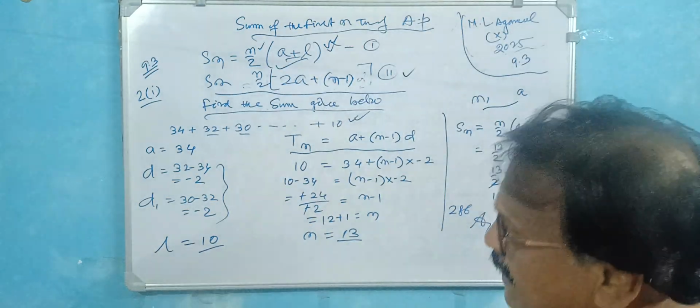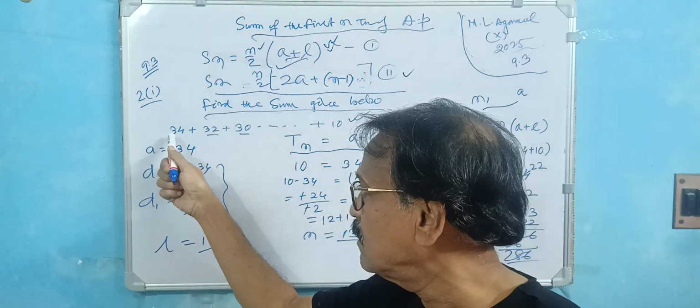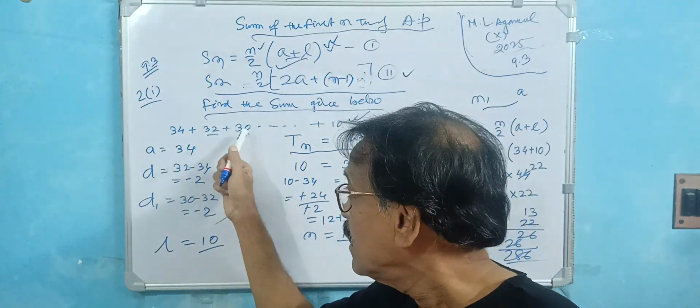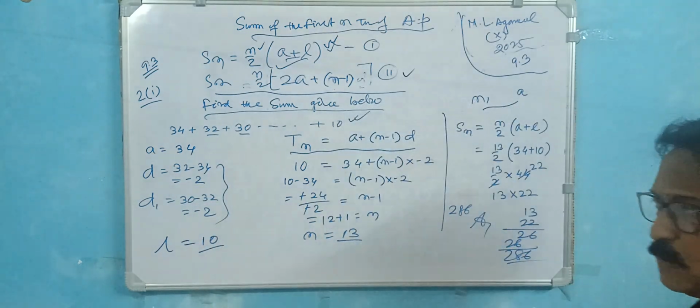But if you just check it, this is the first term. What is the common difference? 32 minus 34. So minus 2. You check it. 30 minus 32. Yes, this is the common difference of same. So it's an AP. No problem.